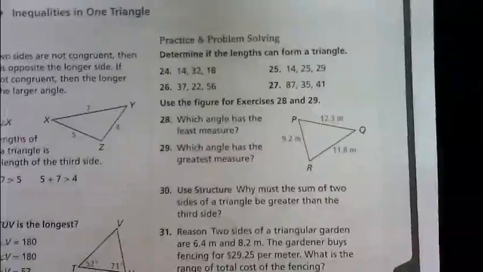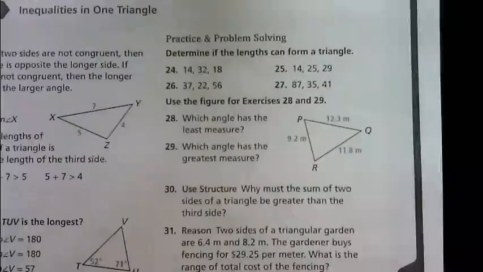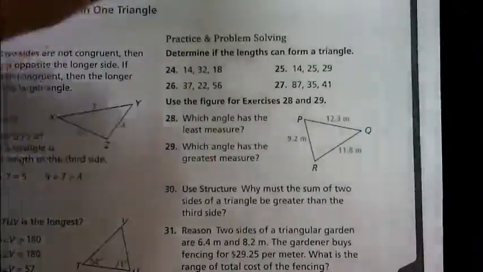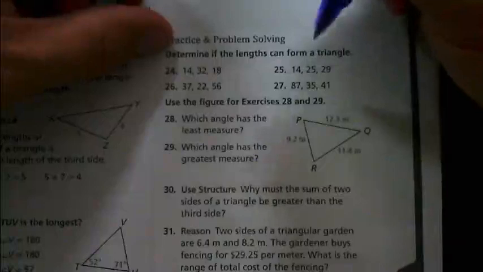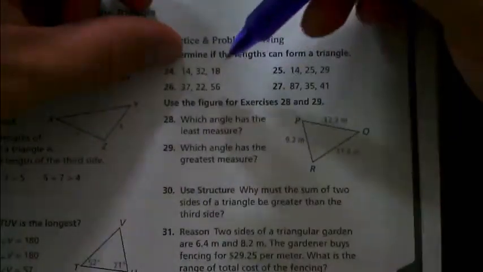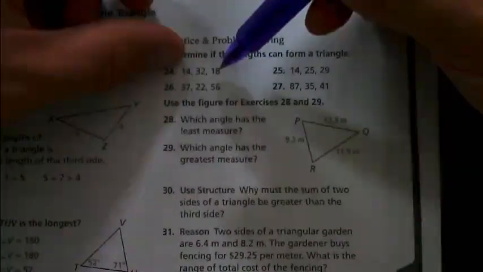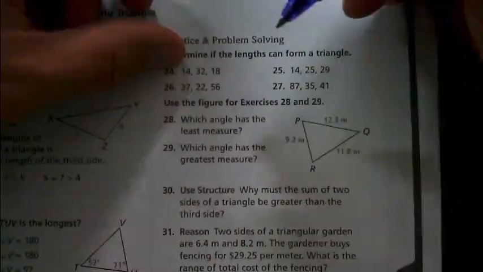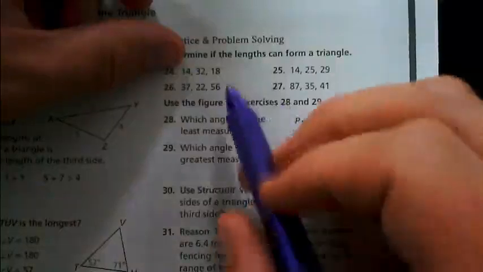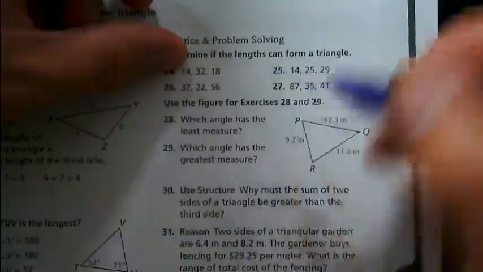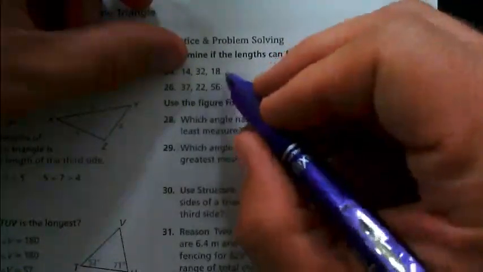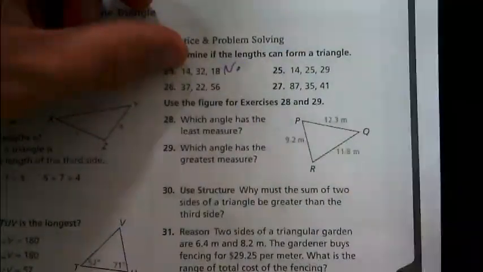Alright, next. On 24, we have to determine if the lengths can form a triangle. So you have to have any two sides be greater than the third side. If we take the two smallest ones, add them together, and they're greater than the third side, then it makes a triangle. If it doesn't, then it doesn't make a triangle. So if we add 18 and 14 together, that gives me 32. It's not greater than 32, so that one does not make a triangle.